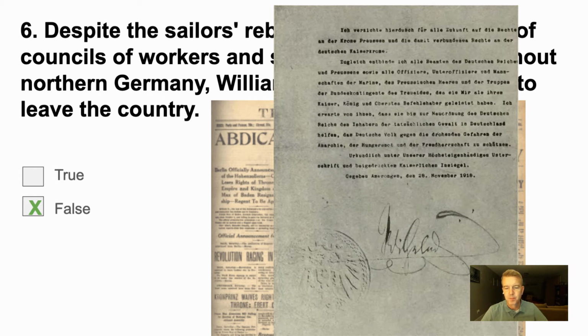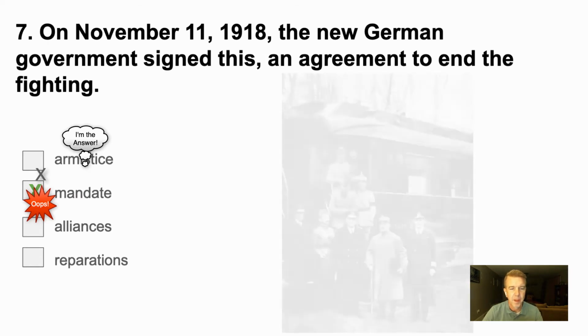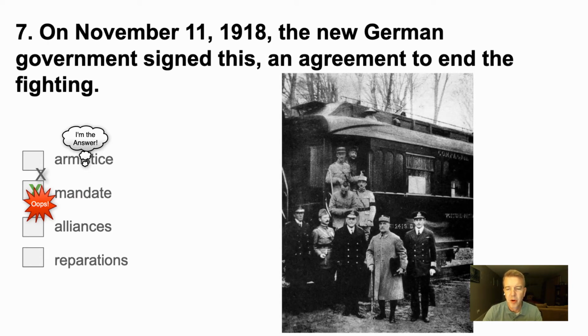On November 11th, 1918, the new German government signed an agreement to end the fighting. That should be rather an armistice. I'll have to fix that here in post-production. This is the railroad car in which they signed that agreement. Interestingly enough, Hitler finds that railroad car, has it refurbished and brought back years later in World War II. And when France has to surrender earlier in the war, he makes them sign in that same railroad car.